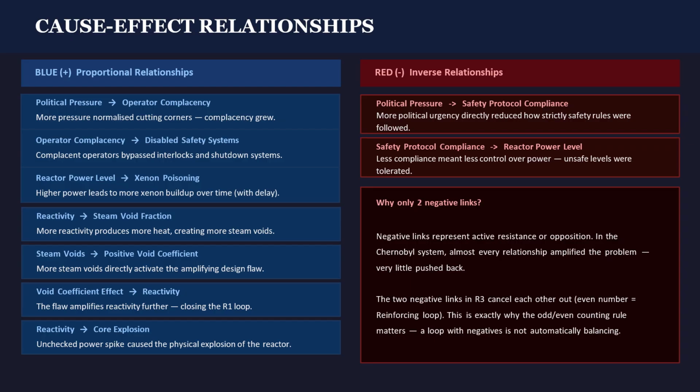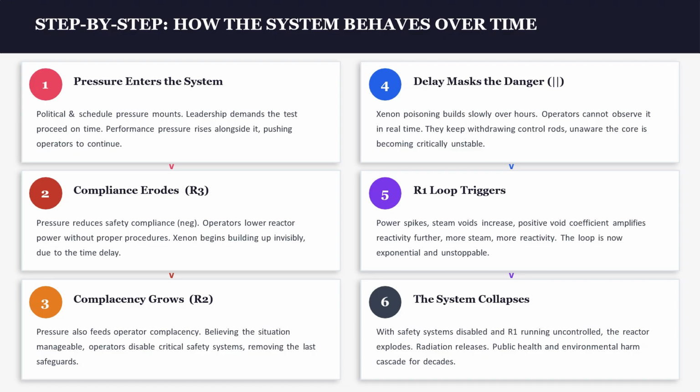Specifically, positive links: pressure increased complacency, complacency disabled safety systems, power caused xenon buildup, reactivity caused steam voids that triggered the void coefficient. The void coefficient amplified reactivity, causing R1, and reactivity caused the explosion. Negative links: pressure brought compliance down, and lowered compliance brought power control down. The 2 negatives in R3 cancel out, keeping it reinforcing despite containing negative links.